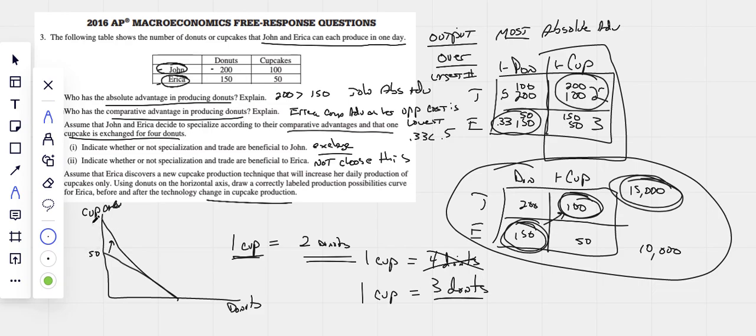Maybe this was 50 and now, let's say, 150. Whereas for donuts, she still had 150 donuts here. This is the only PPC question ever, I think, where they're showing specialization and trade on one side. So we do have to know it. It's on your cheat sheet.